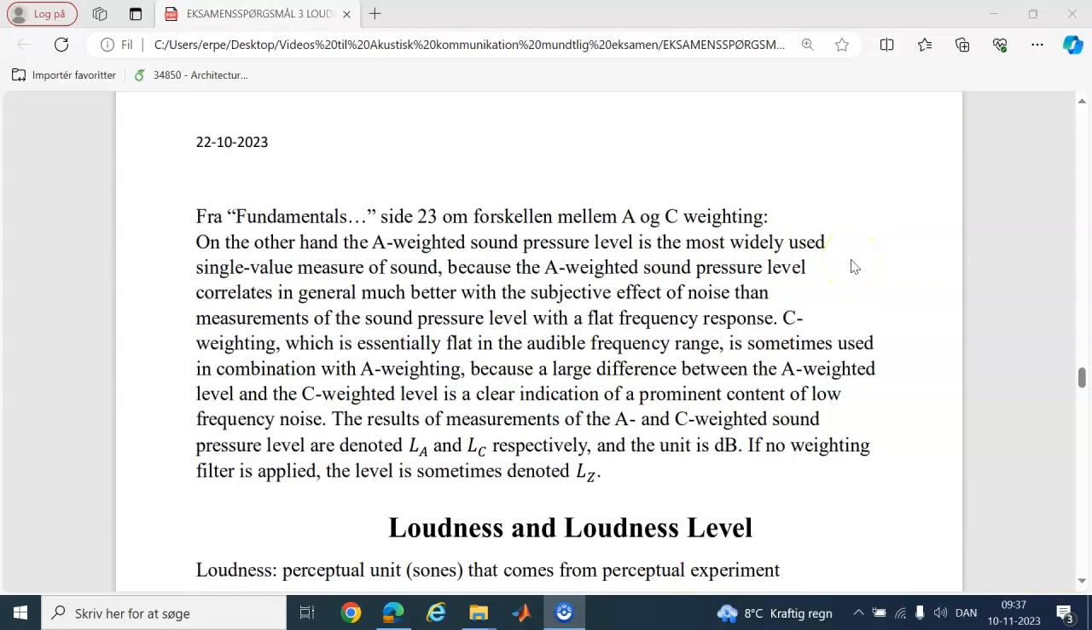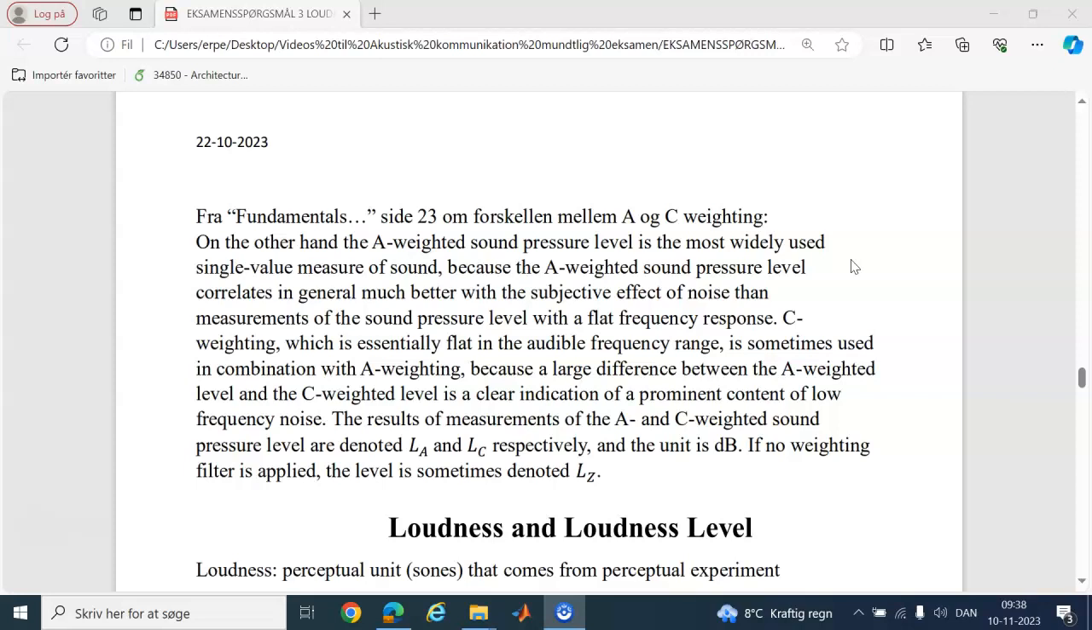From Fundamentals, page 23, about the difference between A and C weighting. On the other hand, the A-weighted sound pressure level is the most widely used single value measure of sound, because the A-weighted sound pressure level correlates in general much better with the subjective effect of noise than measurements of the sound pressure level with a flat frequency response. C-weighting, which is essentially flat in the audible frequency range, is sometimes used in combination with A-weighting, because a large difference between the A-weighted level and the C-weighted level is a clear indication of a prominent content of low frequency noise.